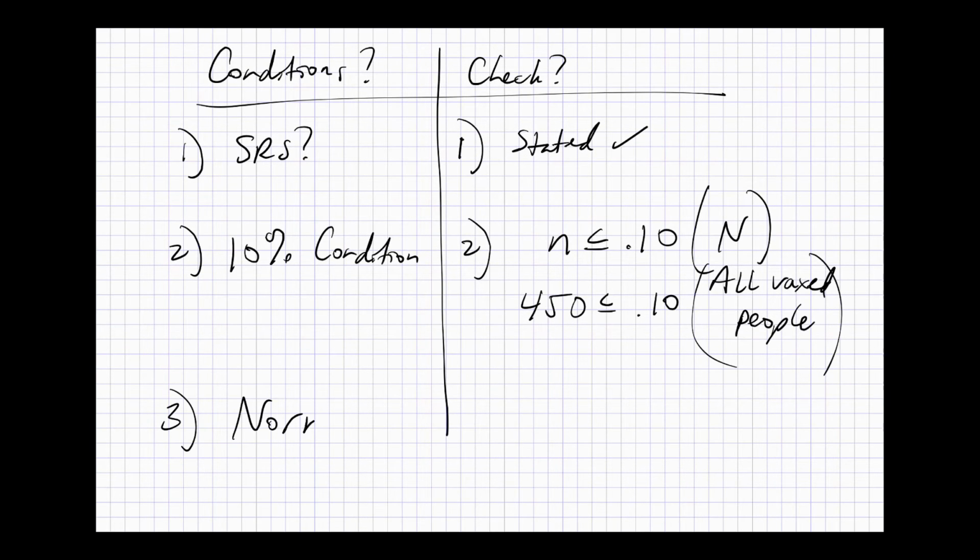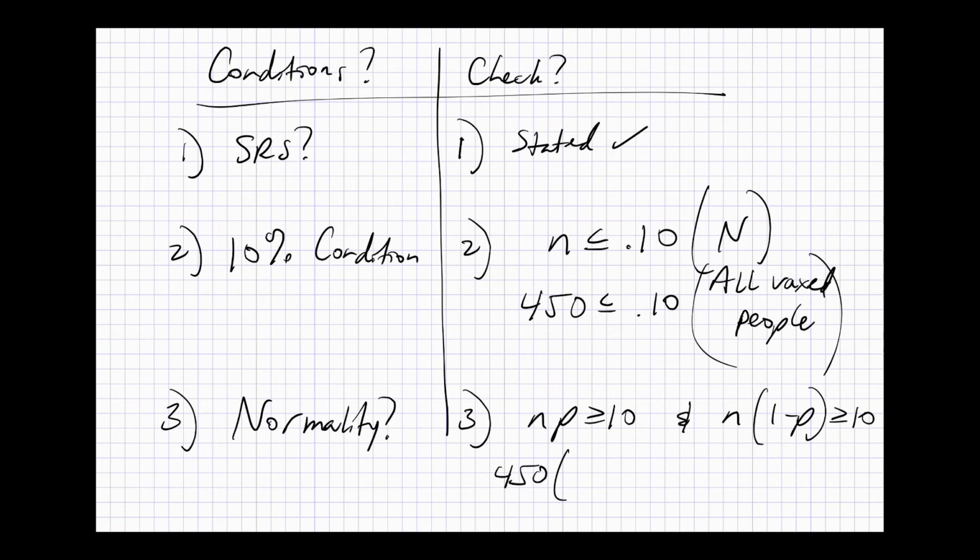Third one is normality. Okay, we check that by saying n times p is greater than or equal to 10, and n times 1 minus p is greater than or equal to 10. So what was p in this case? There you go. Yeah, that's the one you're going to use. If you don't have p, use p hat. But in this case, we have p. So let's use it.